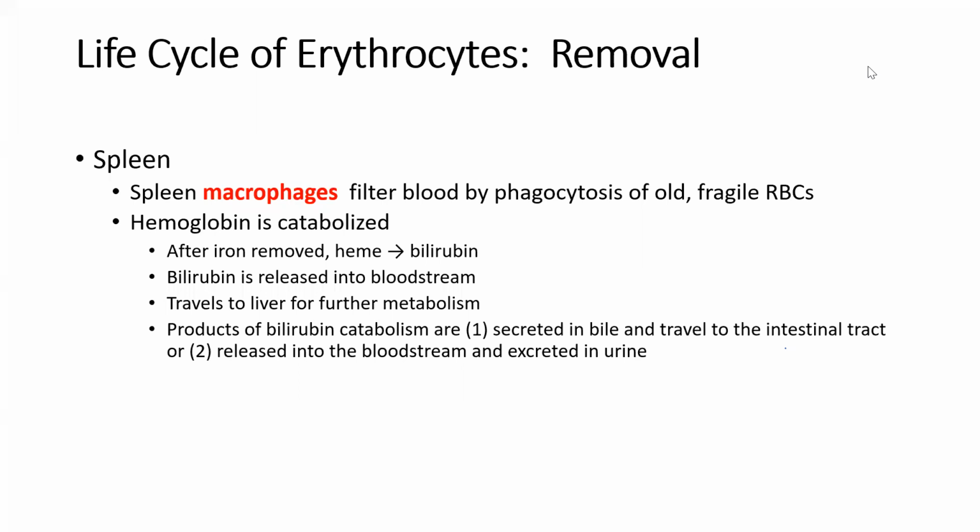And so the other components of that can be, again, secreted in the intestinal tract as feces, or then sent into the bloodstream through the kidneys and then excreted as urine. Okay, so that's how we can lose or catabolize that bilirubin component of hemoglobin.